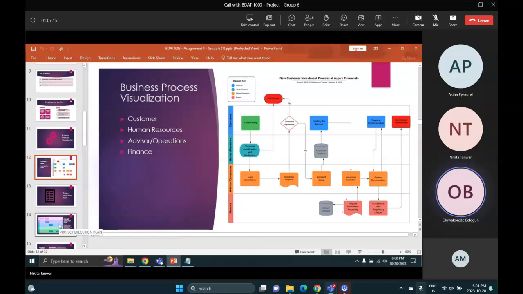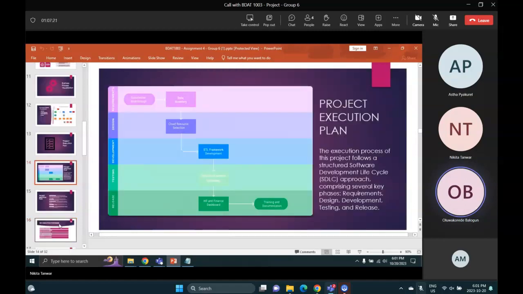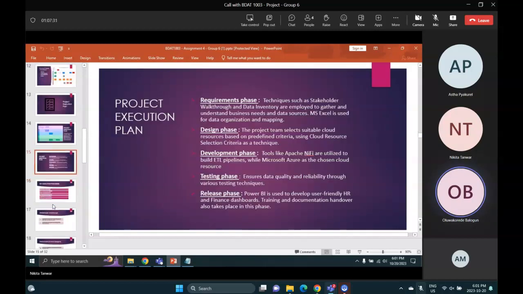For the project execution, please, you can take it to the next slide. For the project execution plan, the process follows a structured software development lifecycle approach, and it is divided into 5 phases. Please, next slide. The 5 phases are the requirements phase, the design phase, development phase, testing phase, and release phase.